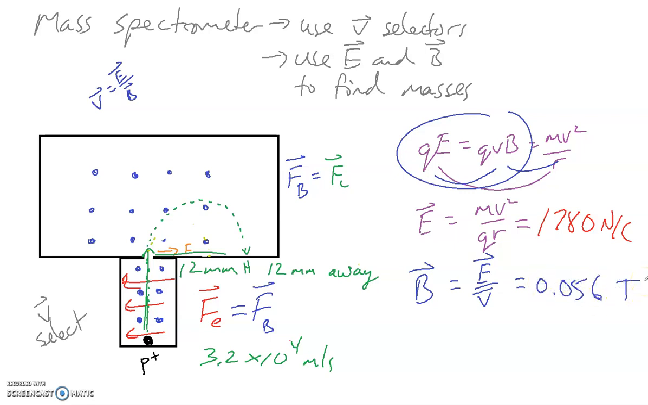Teslas. The magnetic field will always be way smaller than the electric field. Okay, so really that's how these work, and there's nothing really new to it.